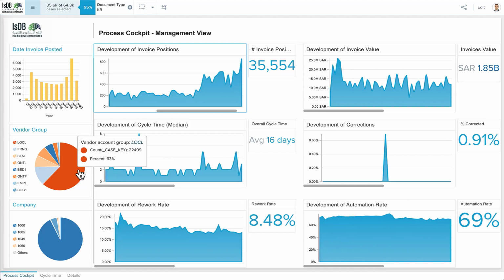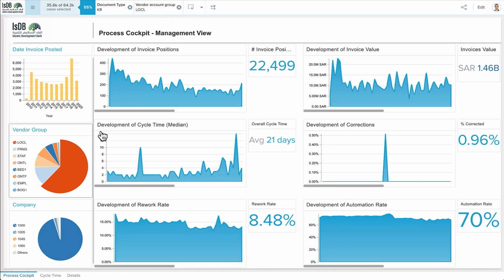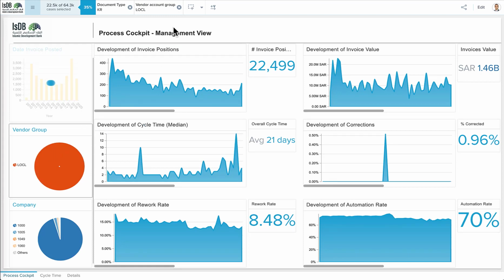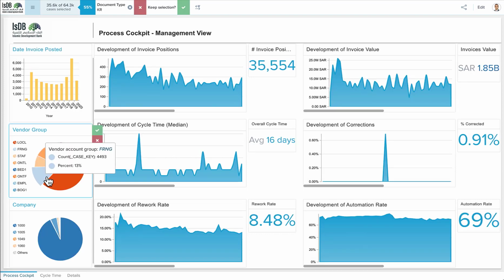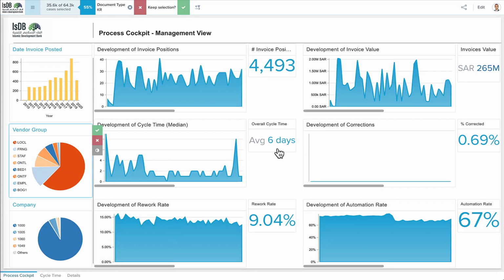By focusing only on local vendors, we notice that cycle time has increased from 16 to 21 days, whereas other metrics are roughly the same. On the contrary, foreign invoices are processed in 6 days on average.